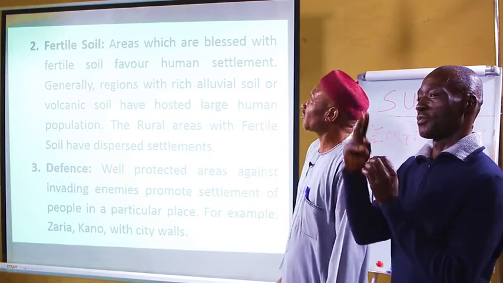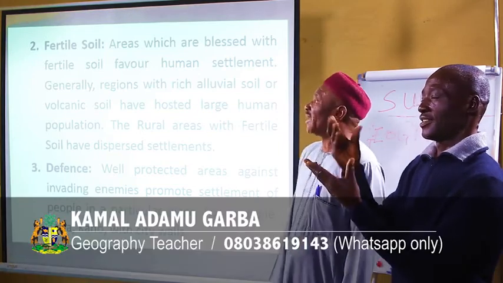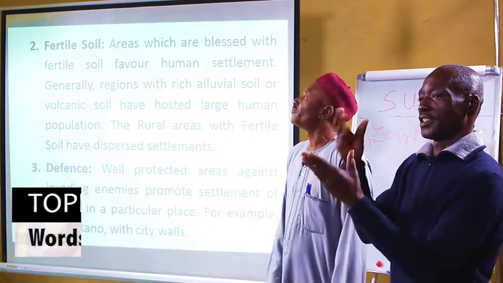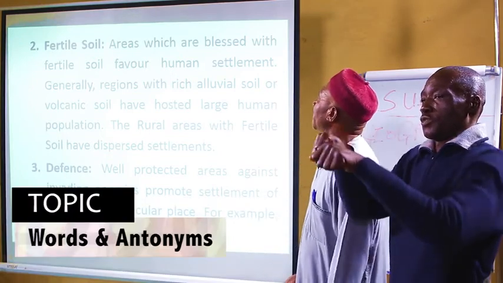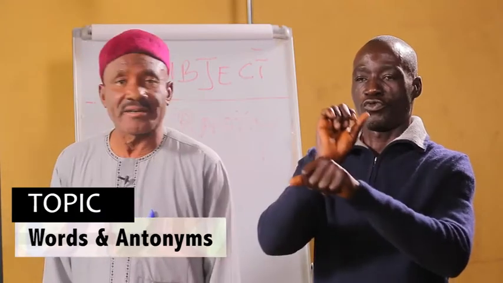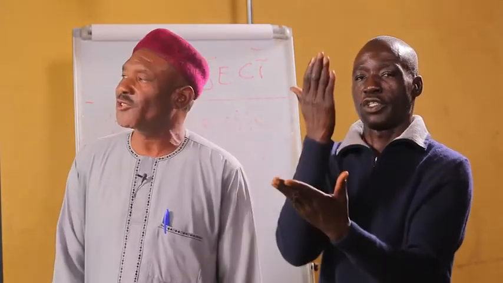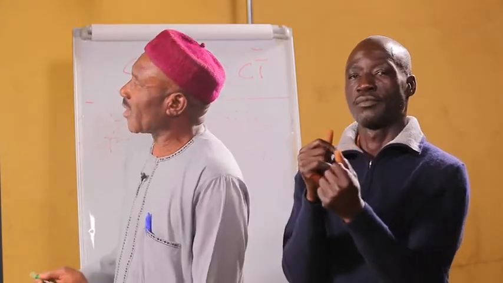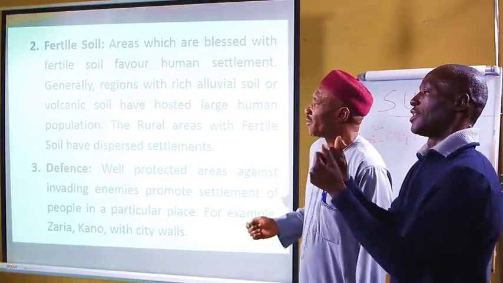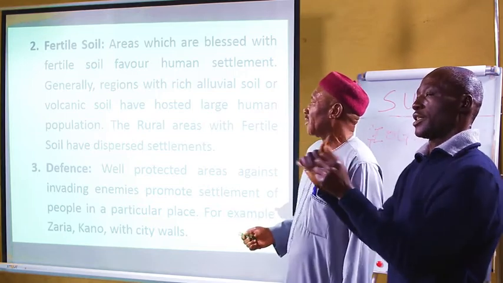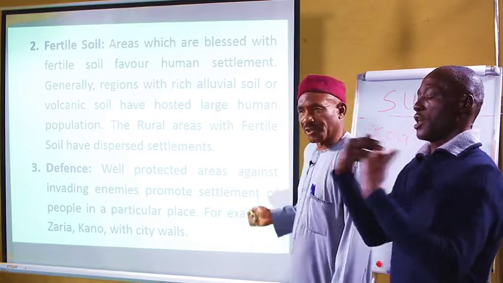Number two, fertile soil. Areas which are blessed with fertile soil favor human settlement. Generally, regions with rich alluvial and volcanic soil host large human populations. The rural areas with fertile soil have dispersed settlements.